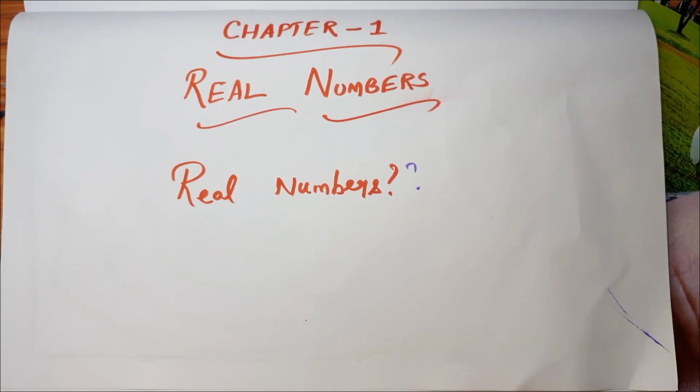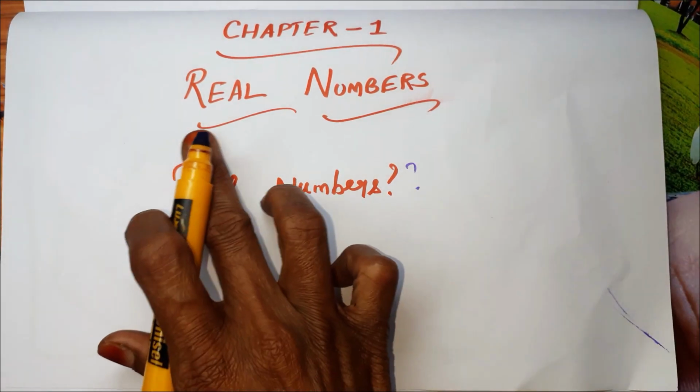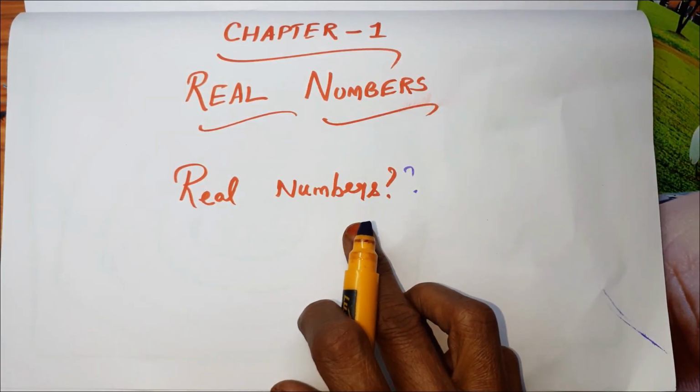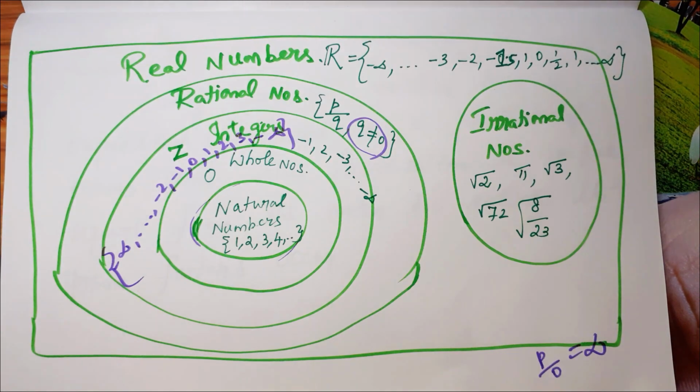Hello students, in this chapter we are going to see about real numbers. What do you mean by a real number? Do you have any idea about the number system that we have? Let me explain that. This is the diagram which we use for representing a number system.